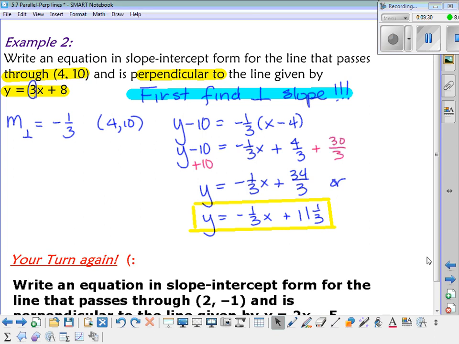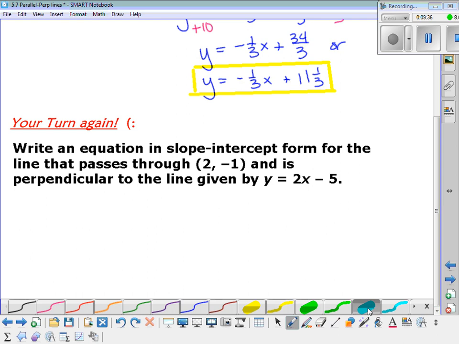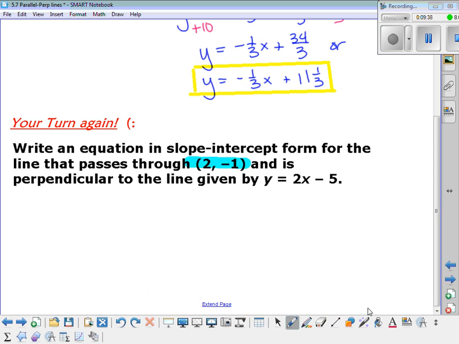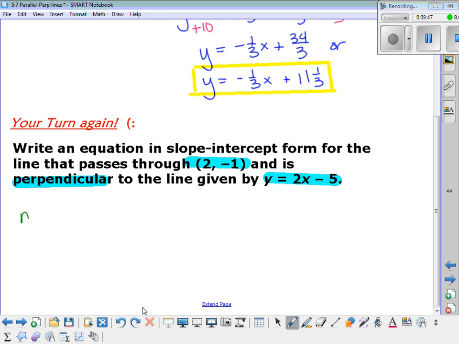All right, so this next one is for you guys to do on your whiteboards. I want the equation of a line that's going through (2, negative 1), and it's perpendicular to y equals 2x minus 5. So first, before you do the whole problem, first show me what you got for your perpendicular slope, so you know you're doing it right before you do a bunch of work.